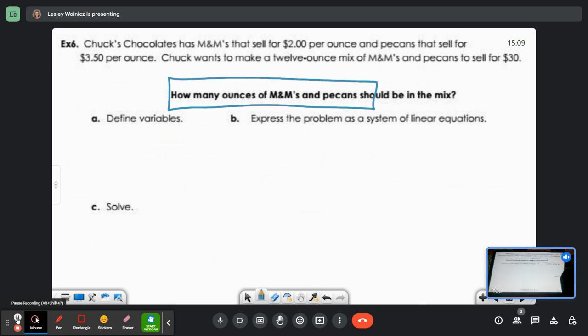So what are our 2 unknowns? Remember, we get 2 variables. It says how many ounces of M&Ms and pecans should go in the mix?